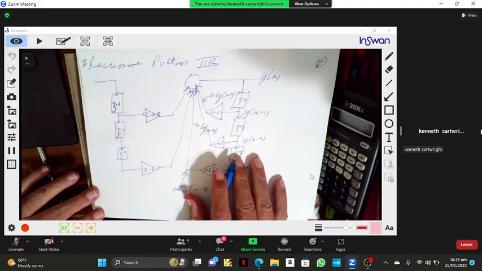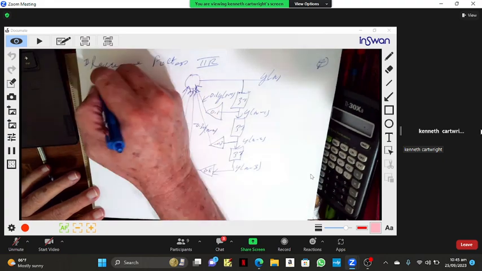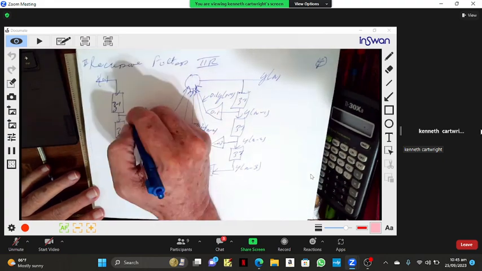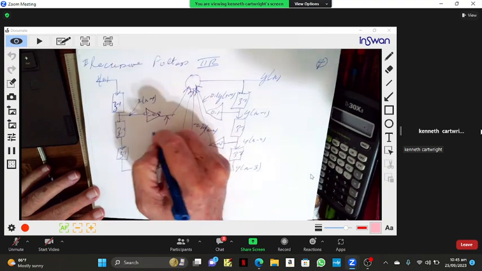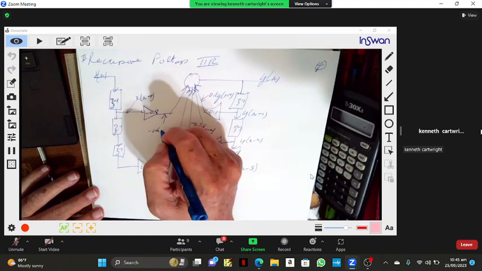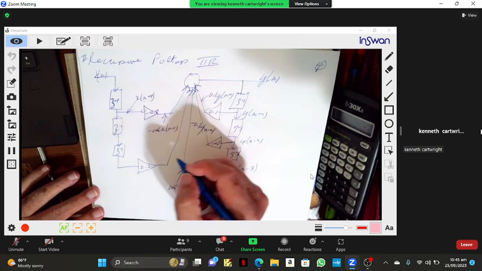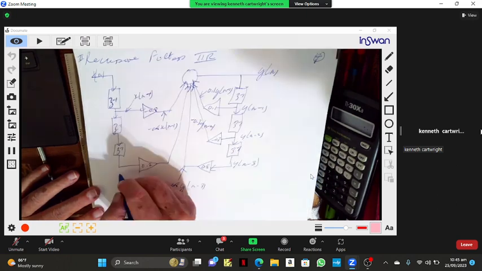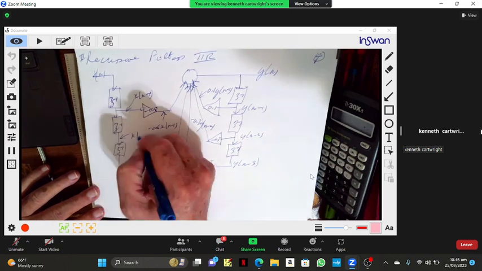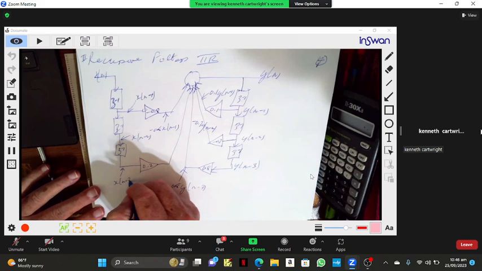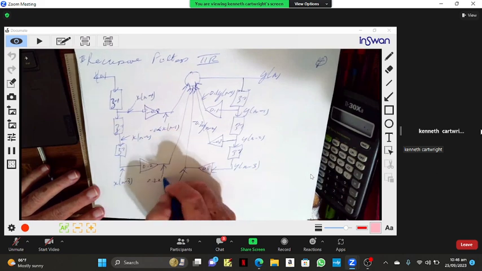And right here, here's x of n. Here's x of n minus 1. Here's negative 0.8, x of n minus 1. This is x of n minus 2. This is x of n minus 3. And right here is 0.2 x of n minus 3.